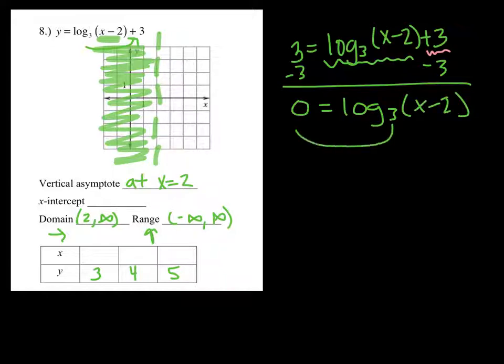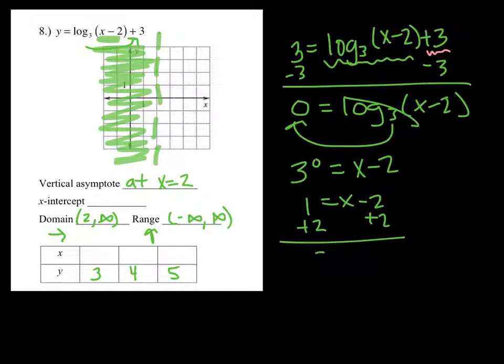And now you can undo the log. So 3 to the 0 power equals x minus 2 because that undoes the log. 3 to the 0 power is 1. And then add the 2 over. And you'll get 3 equals x. So coincidentally, 3, 3. Okay, we'll try 4 now.